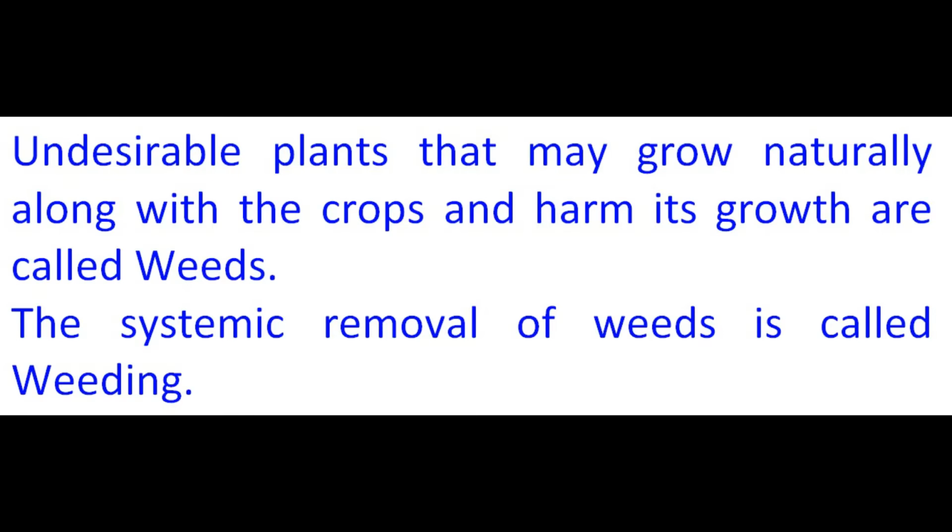Now we come to the next part of crop production: some undesirable plants that harm the main crop. Undesirable plants that may grow naturally along with the crops and harm its growth are called weeds. We must systematically remove these weeds. This process is called weeding.